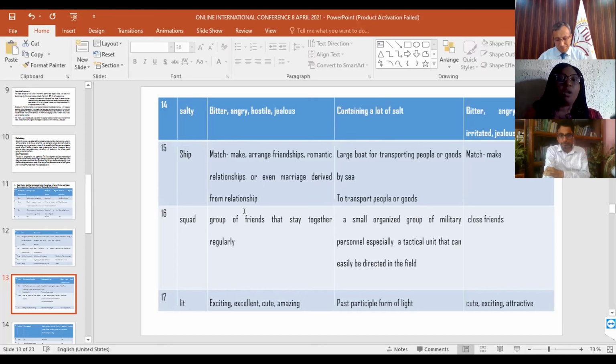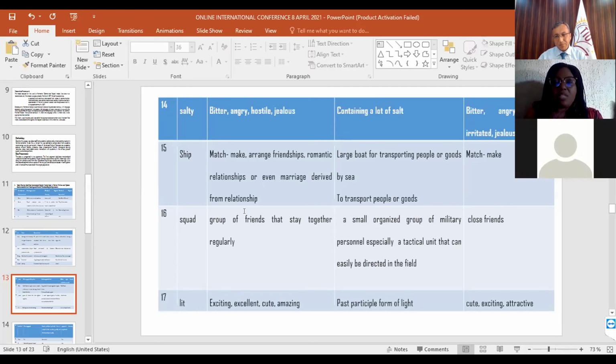Then we have squad. Of course, it is used to mean a group of friends that stay together regularly. But then in the standard English context or variety, it is a small organized group of military personnel, especially a tactical unit that can easily be directed in the field.